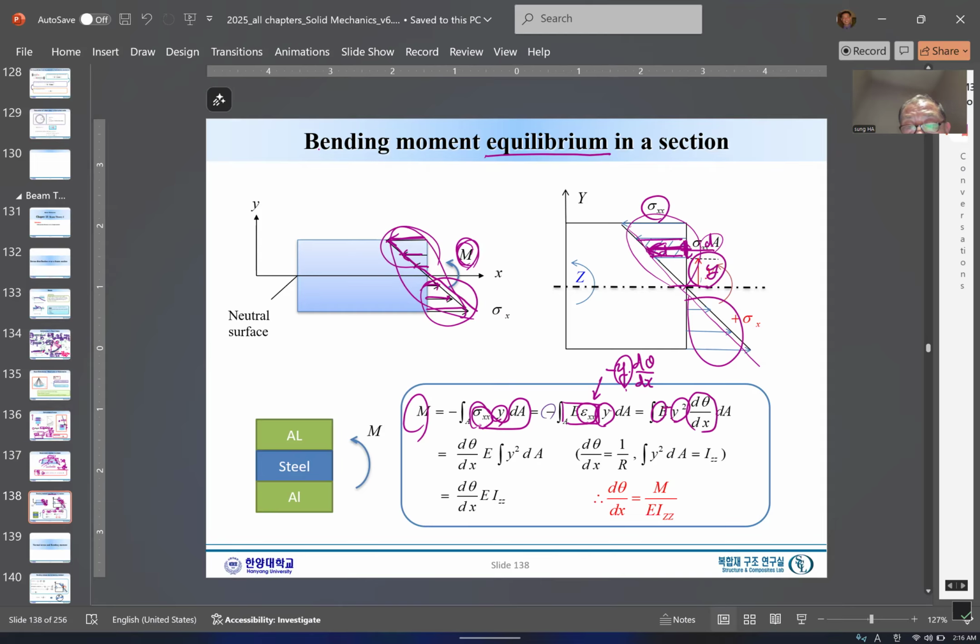Okay, now if Young's modulus E is a constant over the area, this E will be out of the integration. And this d theta over dx, the rate of angle change of this cross section, will be constant over the section. So this is also out of the integration. Okay, so what is left is the integration of y squared dA.